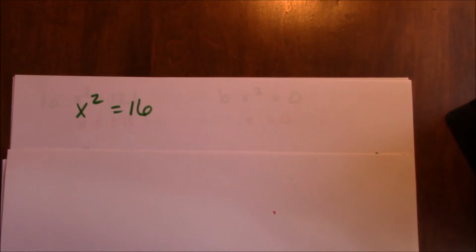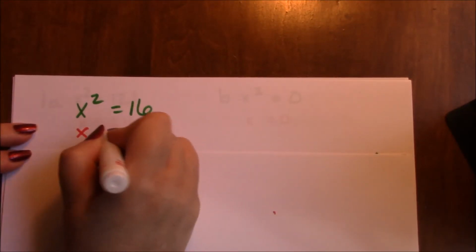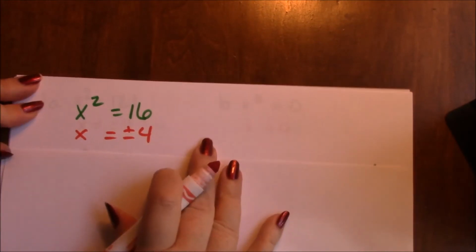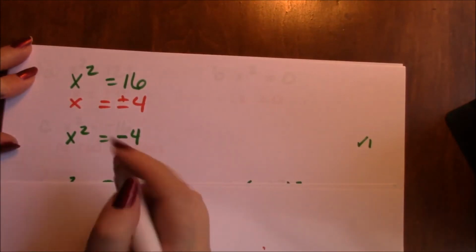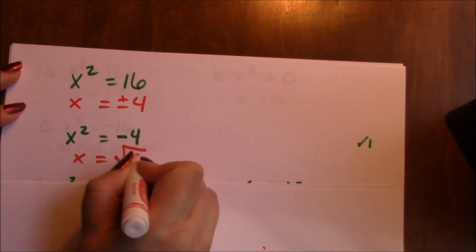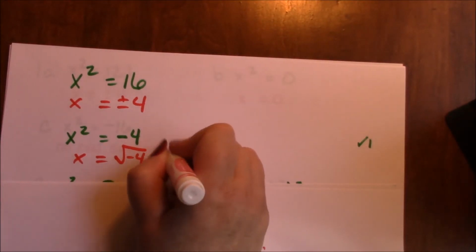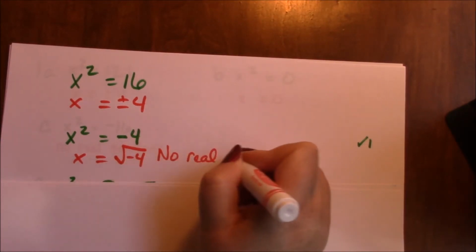So they ask us to try a couple, and they're easy. When x squared equals 16, x equals plus or minus 4, and we know how to do that. And when x squared equals negative 4, we know that x equals the square root of negative 4, which is actually an imaginary number. So right now our answer is no real solution.